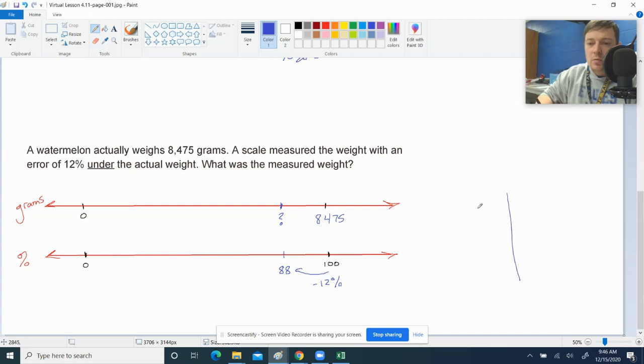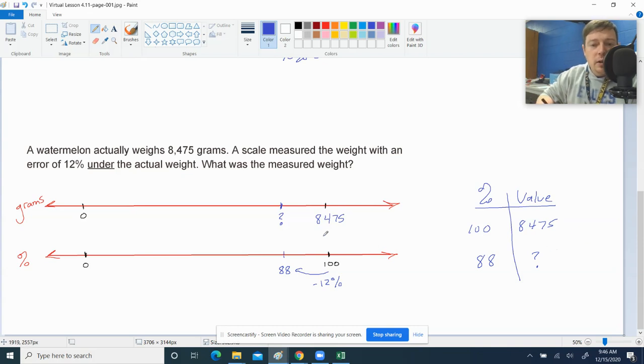Well, we could use a table to figure that out. We could do our percent versus our value. We know that 100% is 8,475. We also know that we want to find 88% because he was 12% off when they measured the watermelon, right? So if we find that value, we've got our answer.